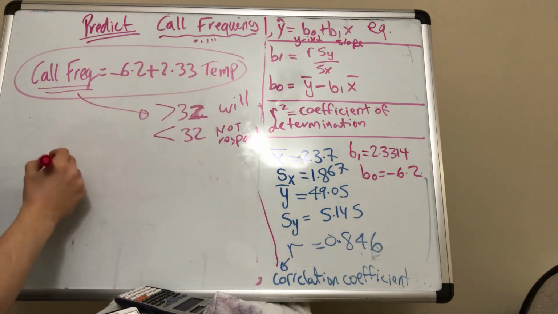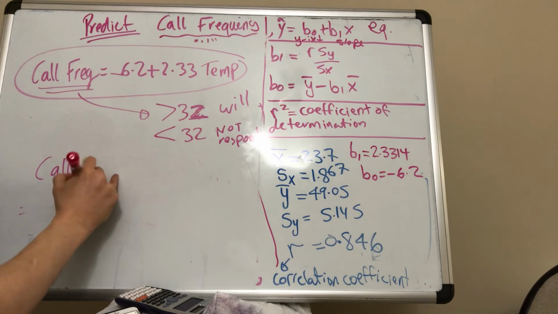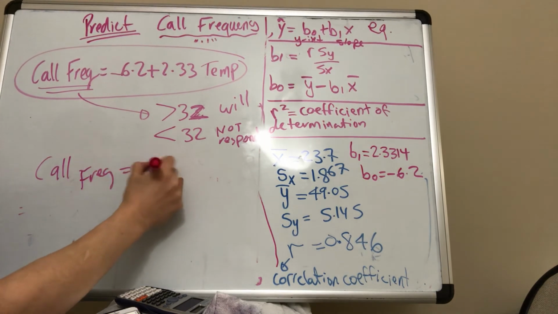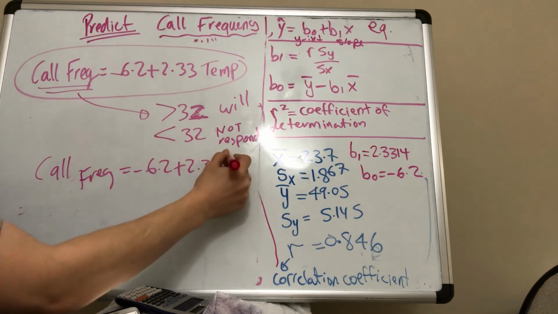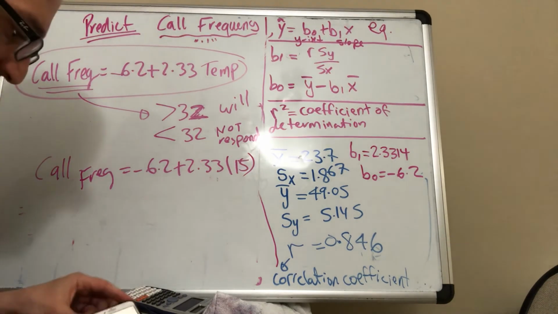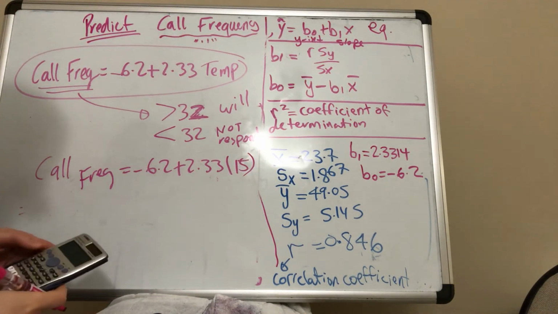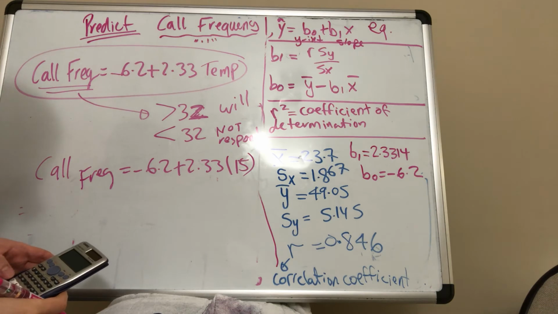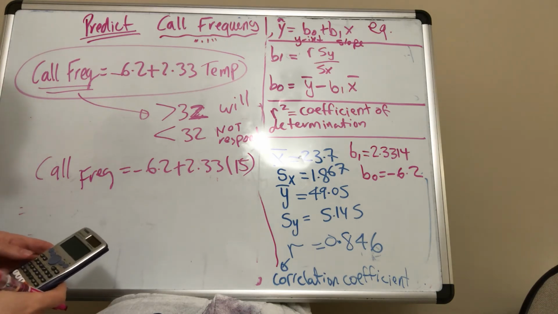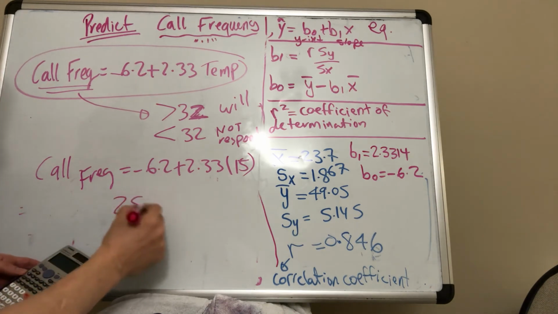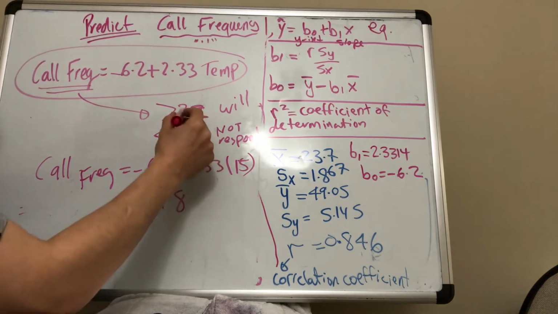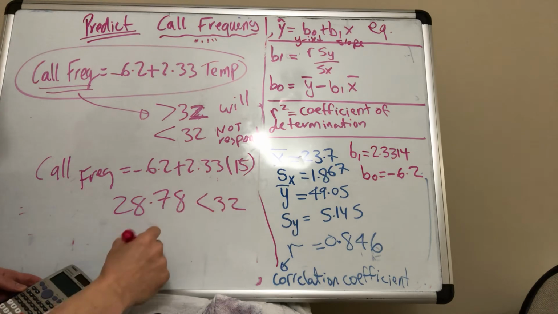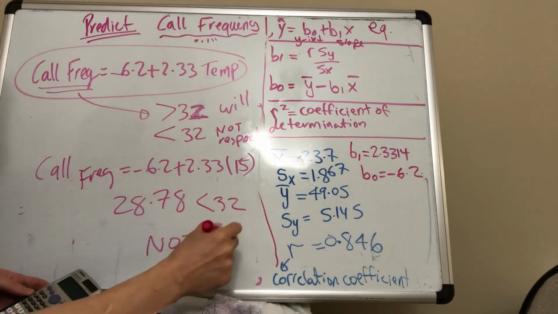So to do this, they tell you at 15, what's going to happen at 15? Well, you plug in 15. So call frequency is minus 6.17 plus 2.33 times 15. And that would give you something like 28.78. So that's less than 32. They will not respond.